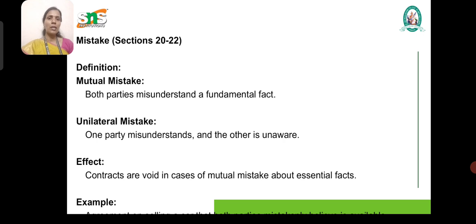Next one is effect. Contracts are void in cases of mutual mistake about essential facts. For example, if the two parties do not have mutual consent and clarity regarding the agreement or the contract, in that situation it will be considered void, and it is a mutual mistake also.